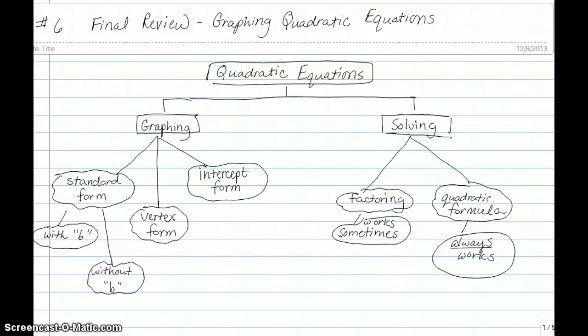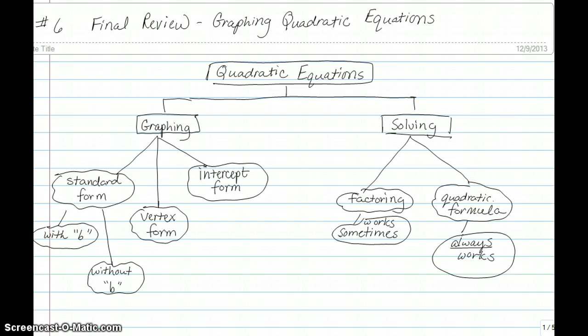All right, this is the number 6 final review, graphing quadratic equations. Just a quick reminder about Chapter 5, quadratic equations. We have graphing methods or forms, which are standard form, vertex form, and intercept form, and we have solving methods, which are factoring and quadratic formula.